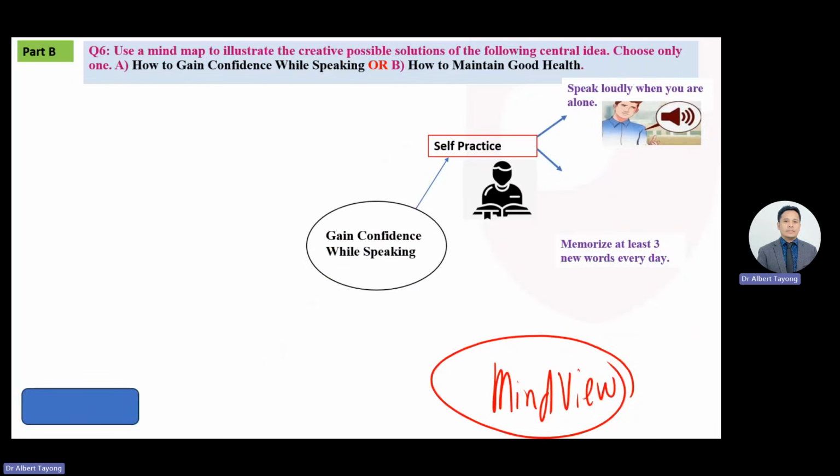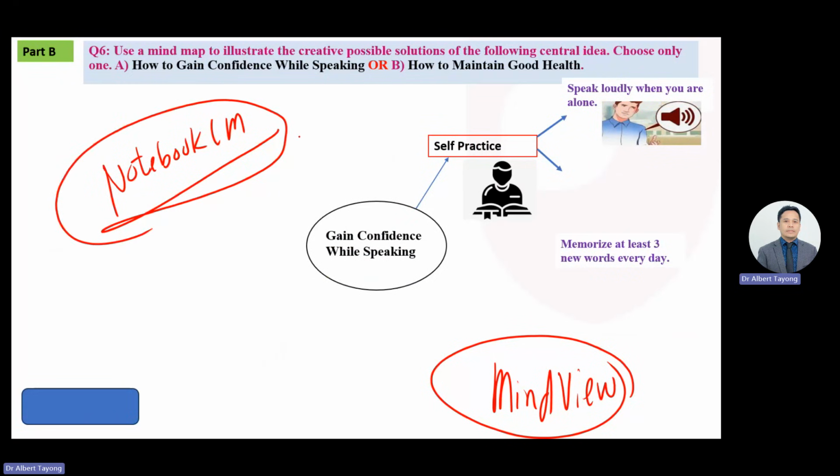Okay, I'm talking about using a mind map in real life. You can use a mind view. You can also use Notebook LM. Notebook LM is like an AI tool where you can have a mind map directly by just clicking and editing the text.